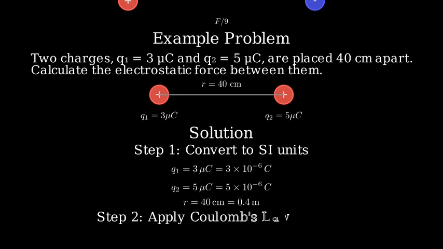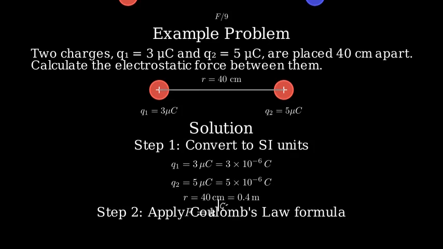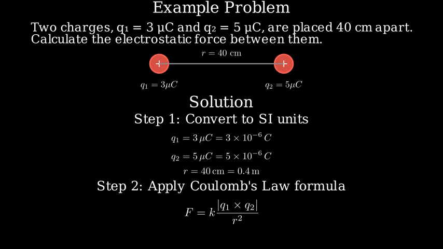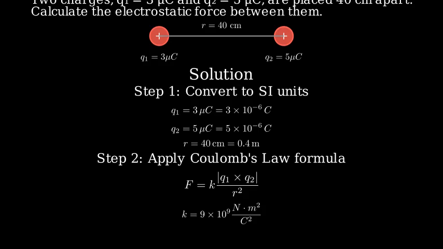Step 2. Apply Coulomb's law formula. We'll substitute our values into the formula. F equals K times the absolute value of Q1 times Q2 divided by R squared, where K equals 9 times 10 to the power of 9 Newton meters squared per Coulomb squared.